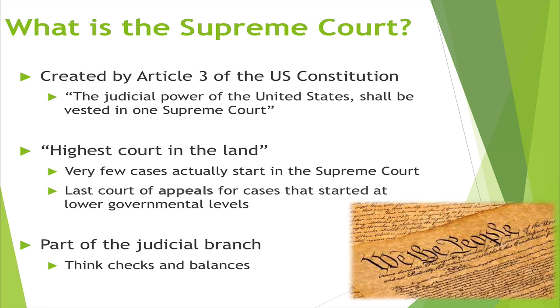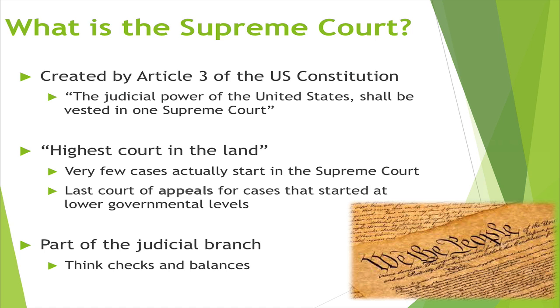The Supreme Court is set up by Article 3 of the U.S. Constitution, where it says the judicial power of the United States shall be vested in one Supreme Court. So it sets up that the judicial branch will be headed by a Supreme Court at the federal level, and it implies that whatever the Supreme Court says will ultimately be the law of the land, because it is going to be the highest court in the land.